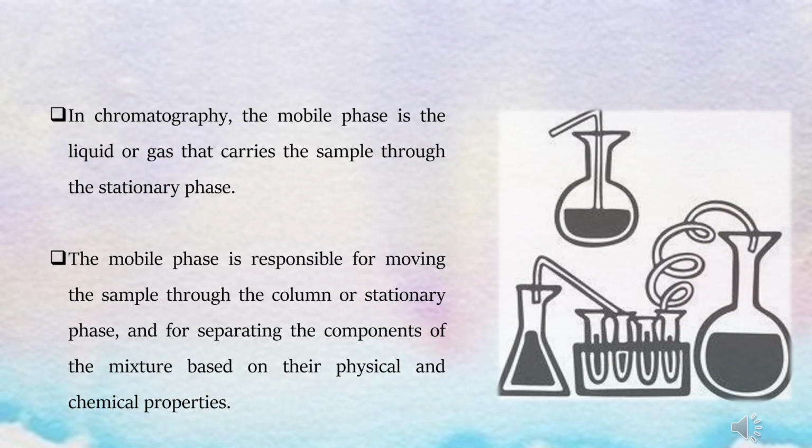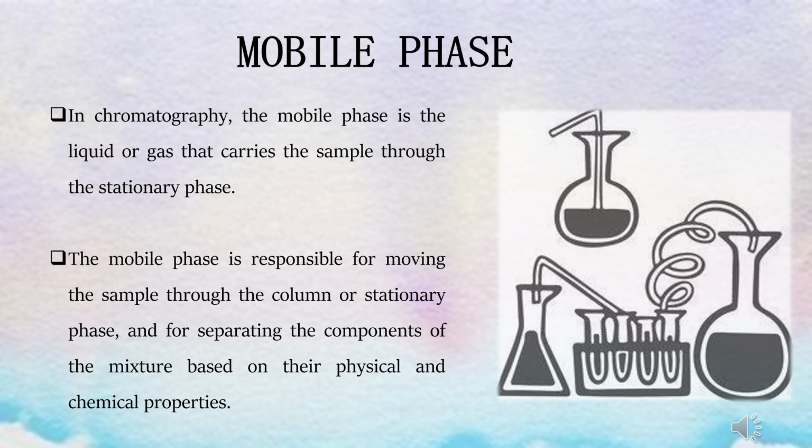Now let's talk about the different phases of chromatography. First, the mobile phase. The mobile phase is an essential component of chromatography and plays a crucial role in the separation and analysis of mixtures of compounds. In chromatography, the mobile phase refers to the liquid or gas that carries the mixture of compounds through the column. The mobile phase is responsible for transporting the mixtures through the stationary phase, which is typically a solid or liquid that is immobilized in the column. The composition of the mobile phase depends on the type of chromatography being used and the specific requirements of the analysis. For example, in liquid chromatography, the mobile phase may be a buffer solution or a mixture of solvents.